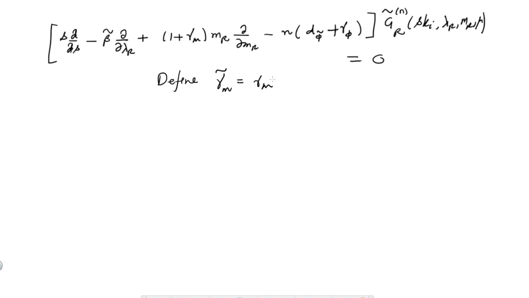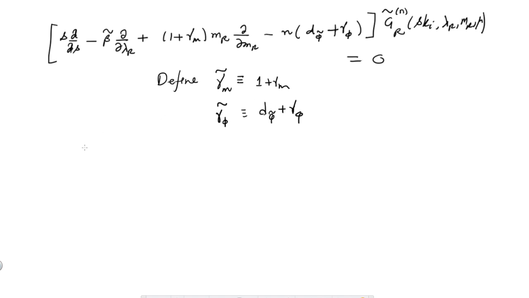gamma tilde m to be 1 plus gamma m. And d phi tilde is the dimension of phi tilde in, sorry, 4 minus 2 epsilon dimensions. So d phi tilde plus gamma phi, this is what we define as gamma tilde phi. So gamma tilde phi is the anomalous dimension plus the canonical dimension, the canonical dimension that you get by just counting the mass dimension of phi tilde. So these are the definitions.